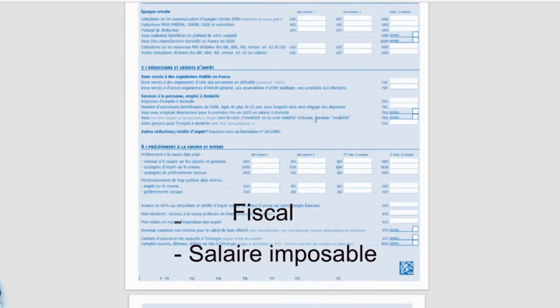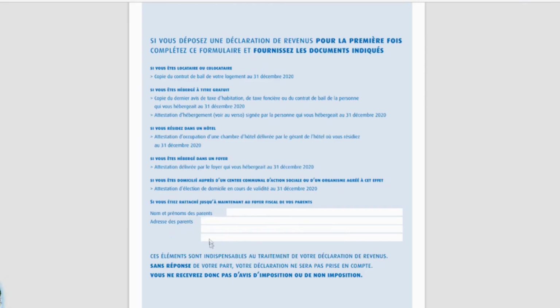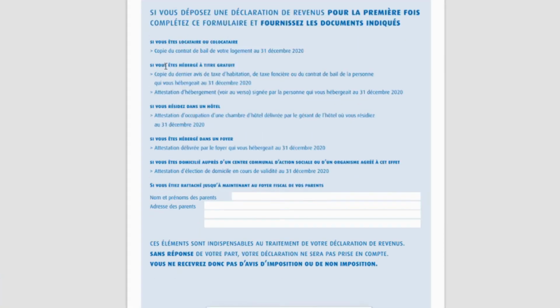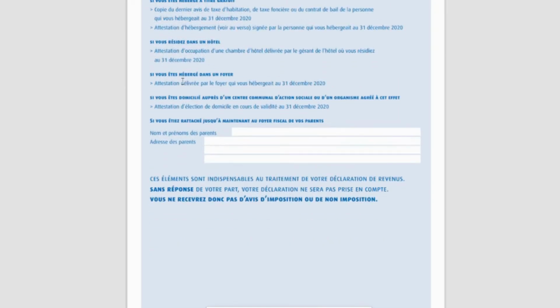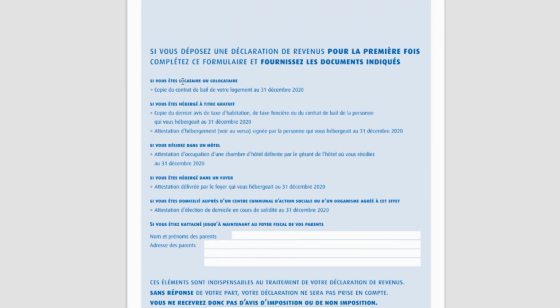You just move on. This page asks you to submit documents for the first time filing along with this form as well. This form is of 6 pages. So what it says here, si vous êtes locataire ou colocataire, if you're staying in a co-location like me, you have to send a copy of the contract of your house. You have to check it accordingly if you're staying in a hotel or if you're staying at someone's house and it is free or domicile, etc. So you have to submit the documents accordingly.